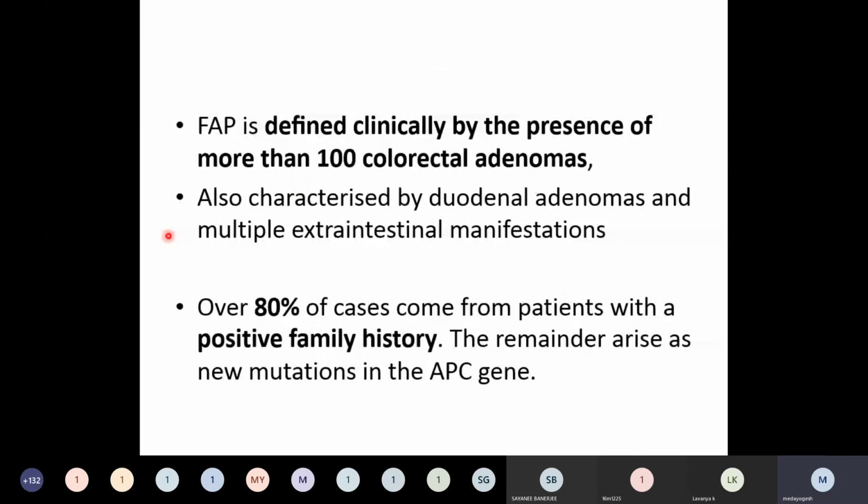So over 80% of the cases have an associated positive family history. That's why, for all patients diagnosed with FAP, the family has to be screened for the presence of this gene, all the members, and advised treatment if polyps are found. And in the remaining 20% of patients, there need not be any positive family history, so there might be a new mutation occurring in the APC gene that can result in familial adenomatous polyposis.